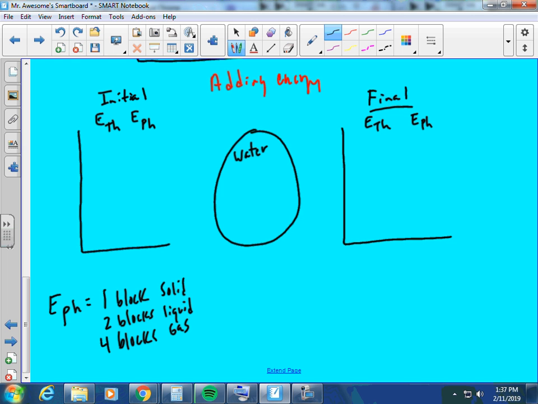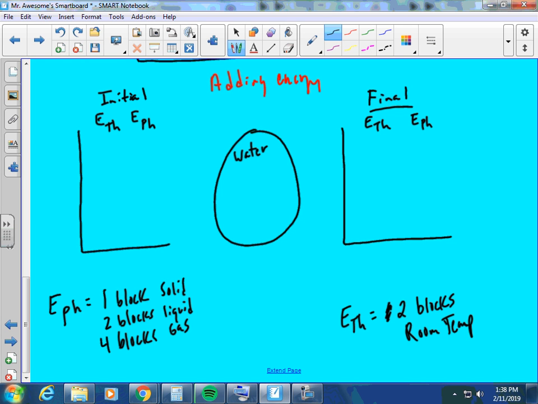The other thing to keep track of is the thermal energy. We just stated that if we use 2 blocks, 2 blocks is like room temperature. Okay? All right, so I think it's easiest to always just start with the phase energy.